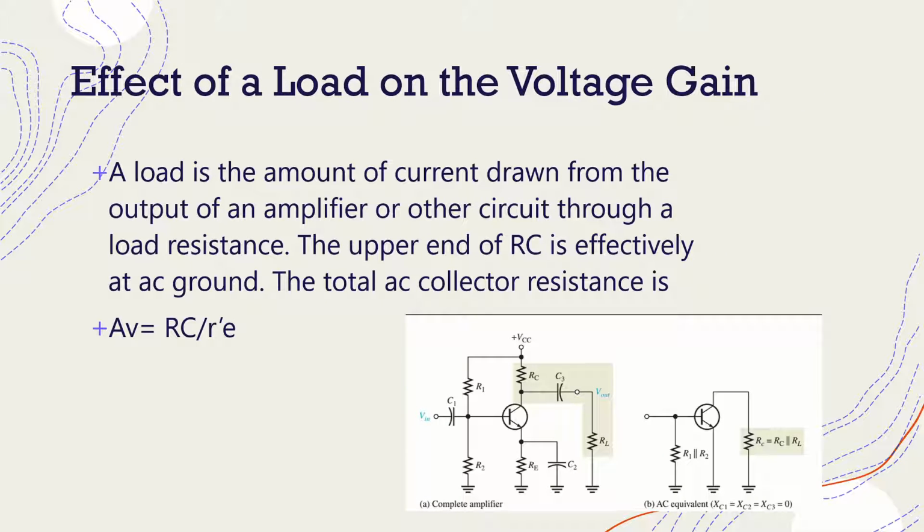Effect of a load on the voltage gain. A load is the amount of current drawn from the output of an amplifier or other circuit through a load resistance. RL is connected to the output through the coupling capacitor C. The collector resistance at the signal frequency is effectively RC in parallel with RL. AV equal to Rc by re.